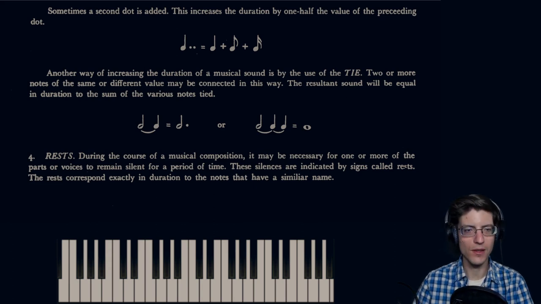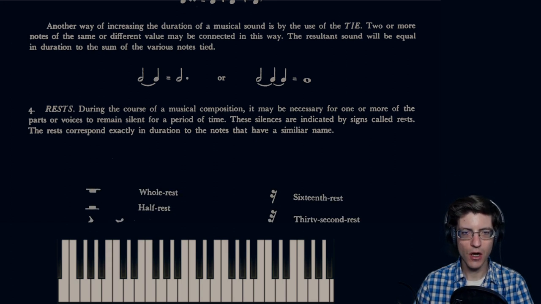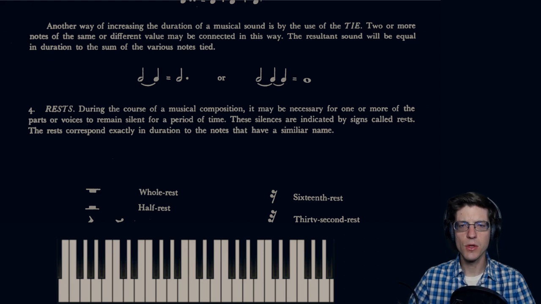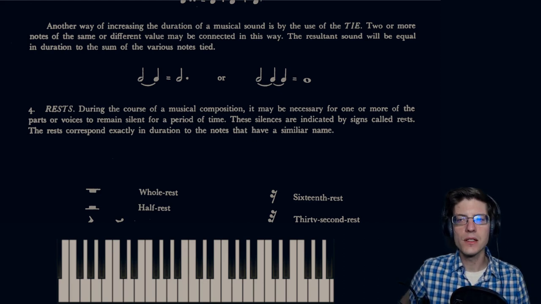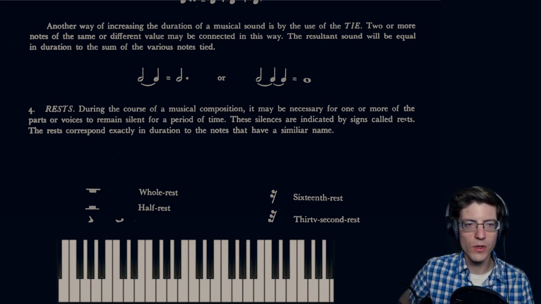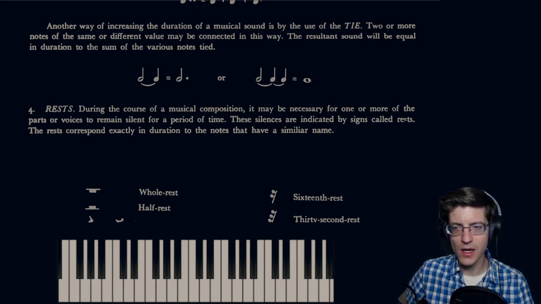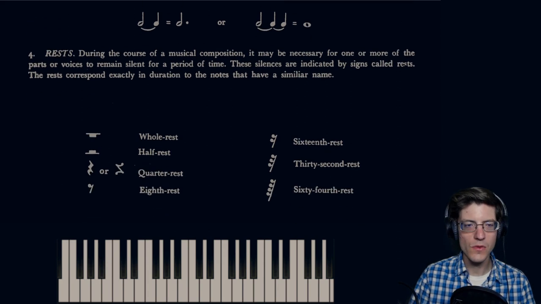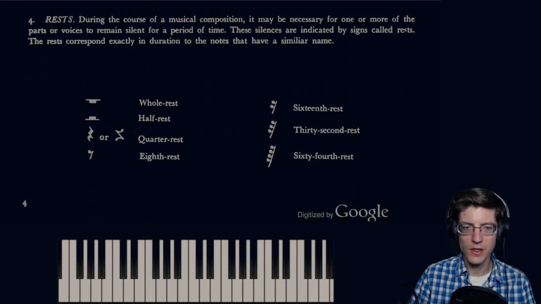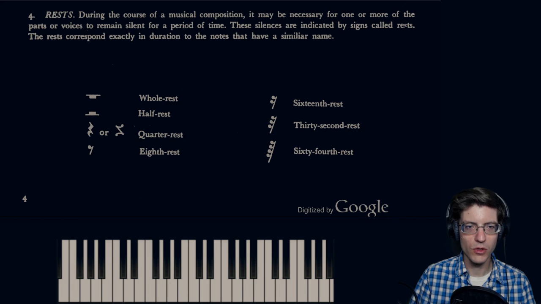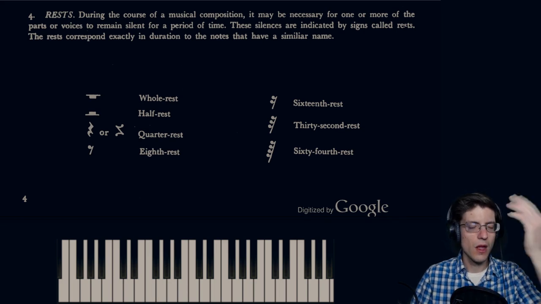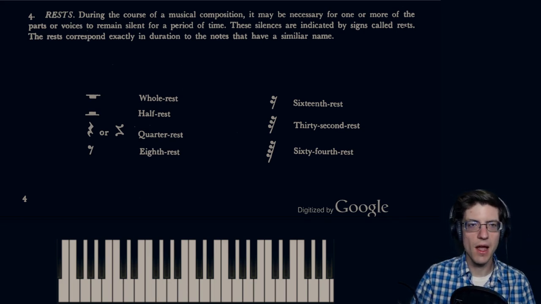Number four, rests. During the course of a musical composition, it may be necessary for one or more of the parts or voices to remain silent for a period of time. These silences are indicated by signs called rests. The rests correspond exactly in duration to the notes that have a similar name. So, the quarter notes, the note durations, it's the same as the rests.